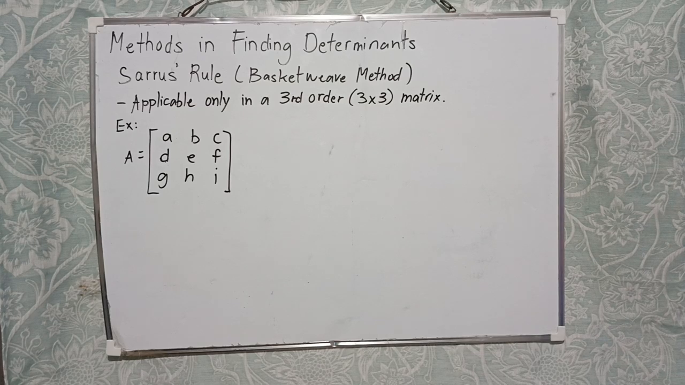So, methods, another way of finding the determinant. This time, we have the Sarrus rule, or the basket weave method. This is applicable only to a third order or 3 by 3 matrix. I will teach you how to solve the determinant of this matrix.